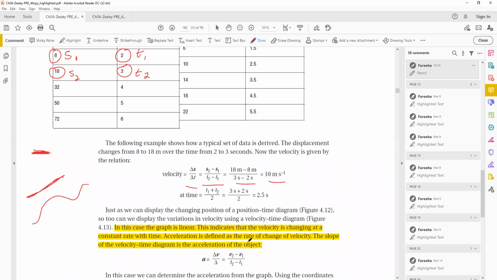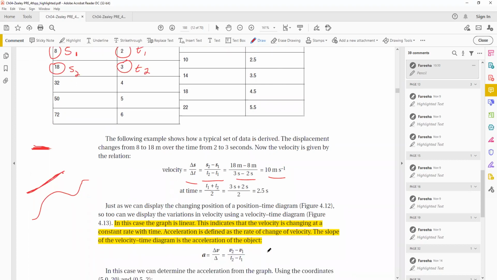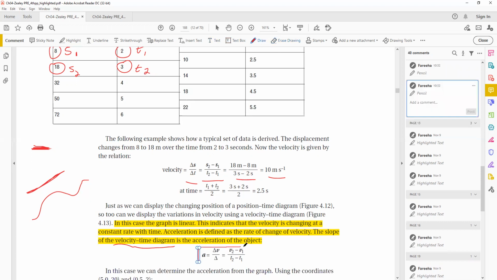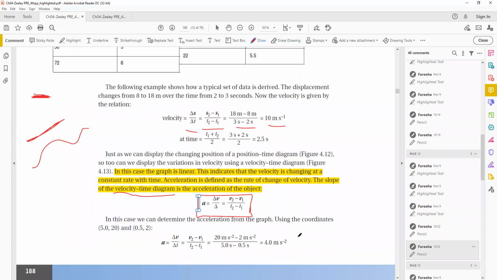Acceleration is defined as the rate of change of velocity. The slope of the displacement time graph gives us the velocity. The slope of the velocity time graph gives us the acceleration. So in the second case, for a velocity time graph, the slope will give you the acceleration, which is the change in velocity divided by the change in time, so this over here. This is something to be noted.